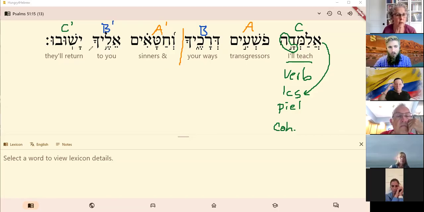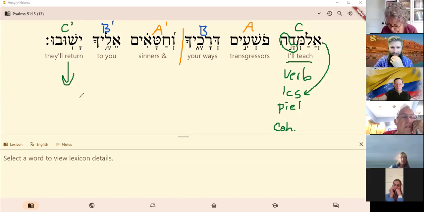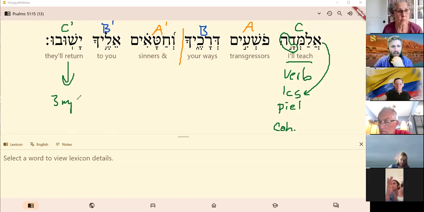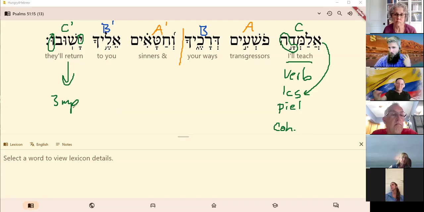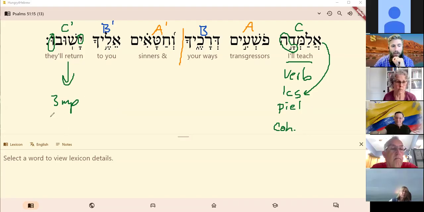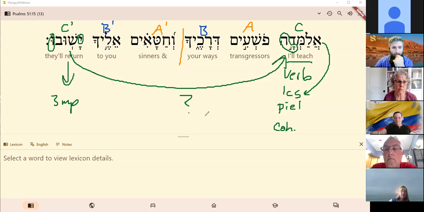Elecha, towards you, yashuvu. Okay, what kind of a verb is this? 3MP. Okay, so 3MP, you're telling me the subject is they will because of the yod at the front and the u at the end, right? Uh-huh. Okay, they will what? Return. They'll return. Shuv. They'll turn a 180. They were going the wrong direction. They turn around, they come back. So does that mean you're telling me it's a yiktol verb? I think so. I think, yeah.